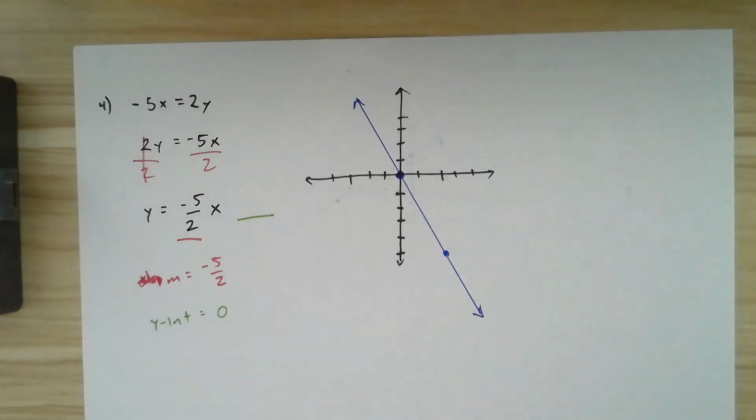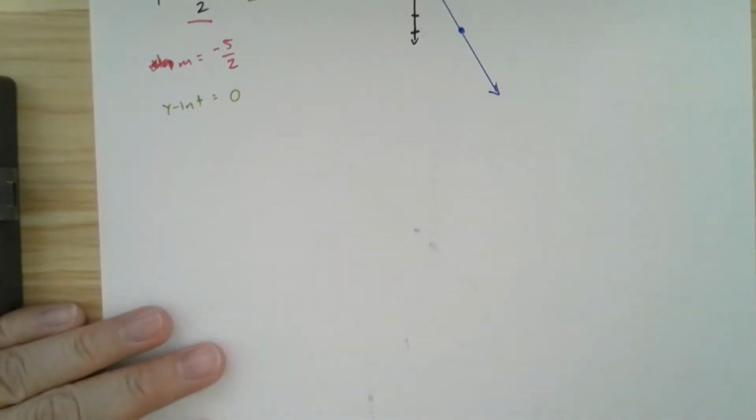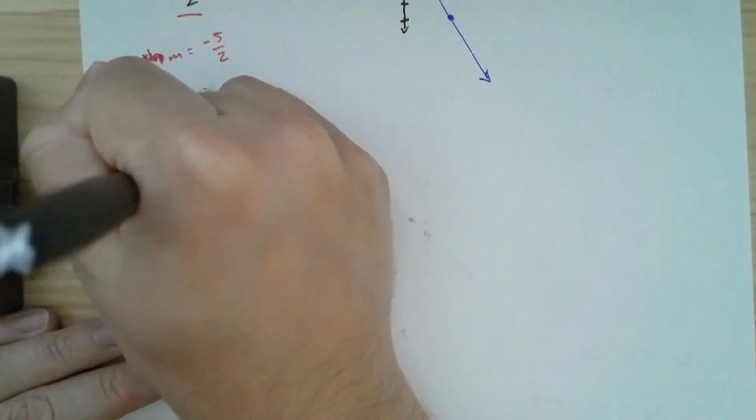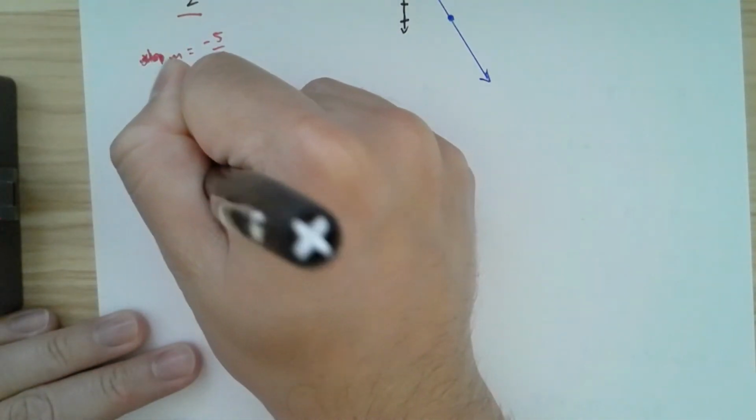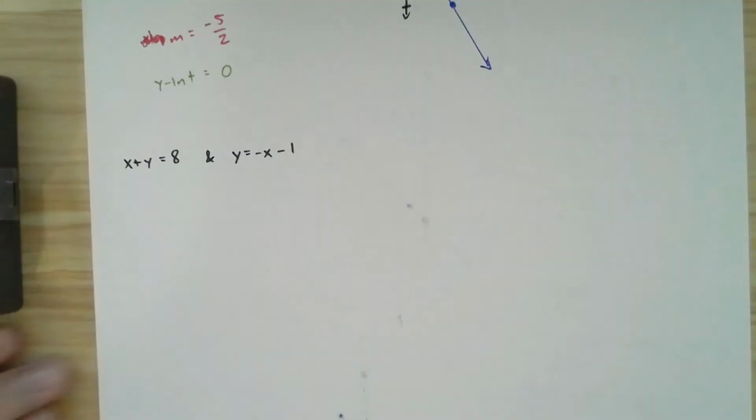So that's all the examples I have for helping to graph. There are a few more examples I wanted to cover with you on being able to tell if two lines are parallel, perpendicular, or neither. Let's go ahead and do these.